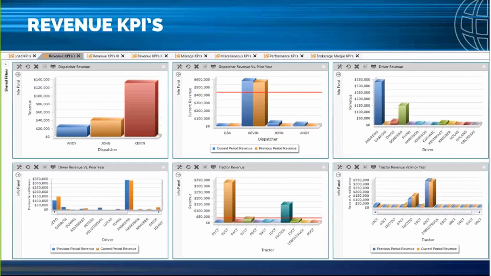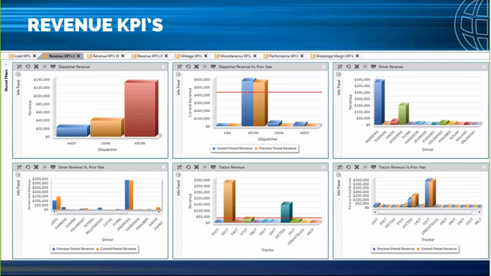We can see driver revenue next to that. And once again, we can look at any time frame that we'd want to look at. An example of how you might want to use driver revenue with a goal line would be if your drivers are paid on a percentage of revenue, and you want to make sure that the loads are being balanced, the revenue is being balanced, so that one driver isn't making a lot more money than another driver.